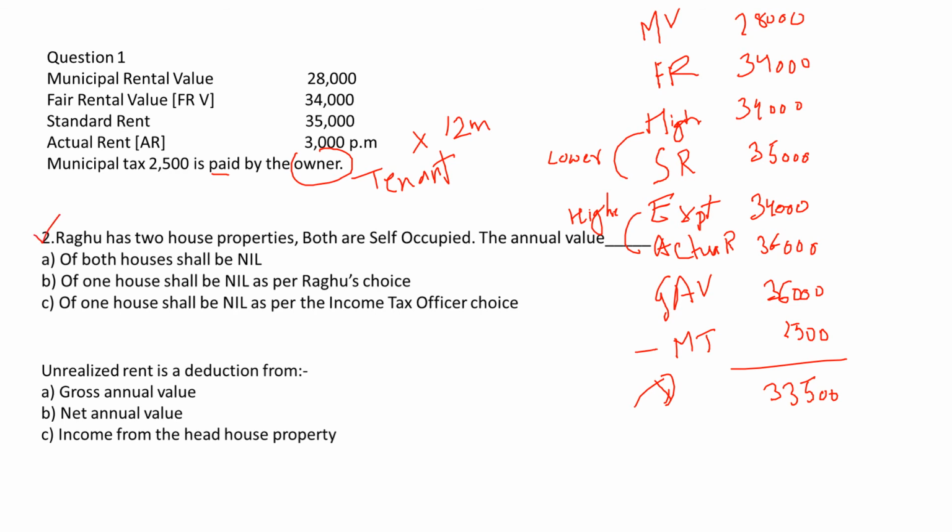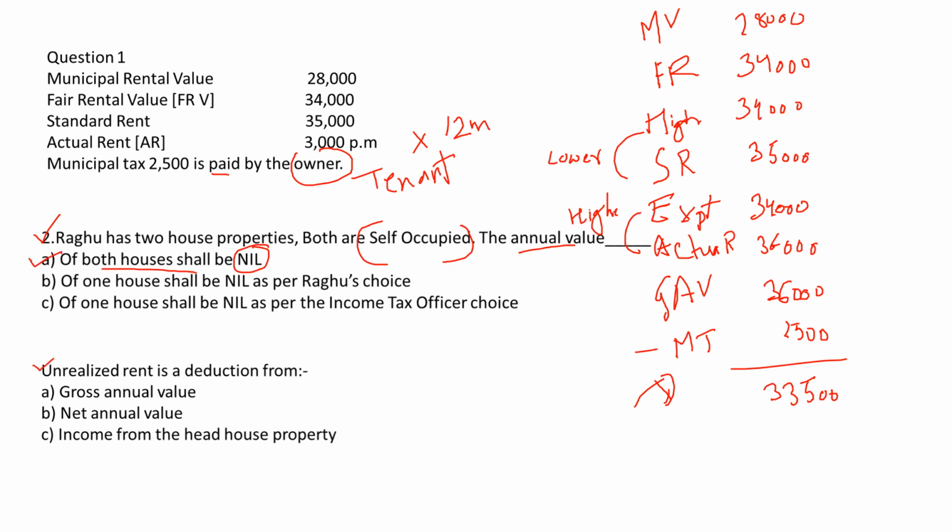Raghu has two houses. Both are self-occupied. If both the houses are self-occupied, then what will be the annual value? We know that for self-occupied property with two houses, the NAV will be nil. So this will be the answer: the annual value of both the houses shall be nil.